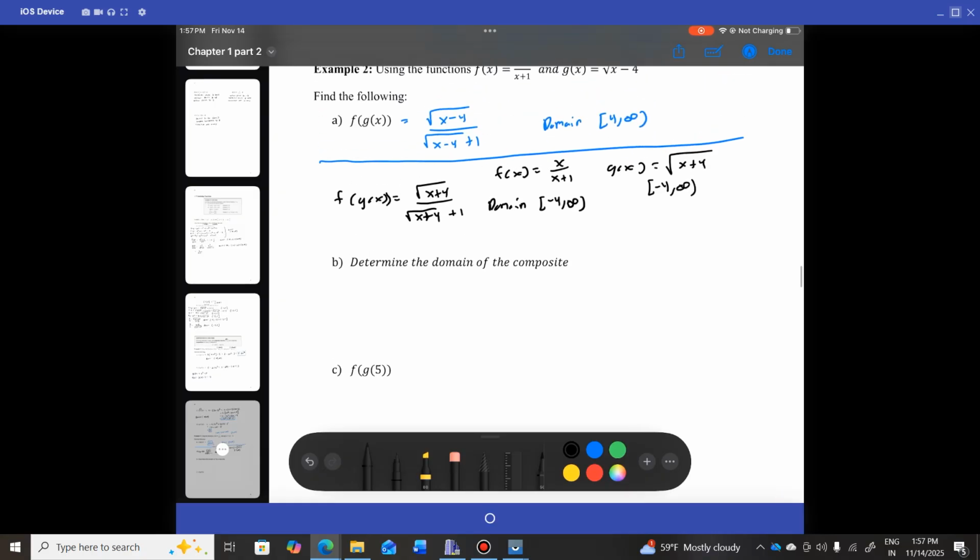Alright, now going back up to the original one, we have square root of x minus 4 over square root of x minus 4 plus 1. And so we want to find g of 5, so it's square root of 5 minus 4 over square root of 5 minus 4 plus 1. So this is going to be square root of 1, which is 1, and that would be 2.